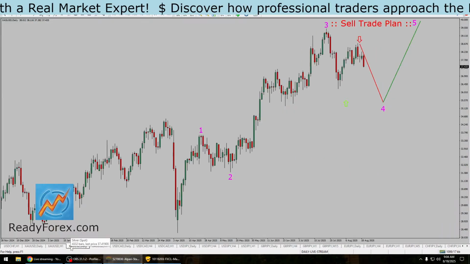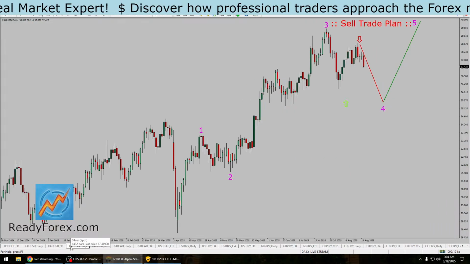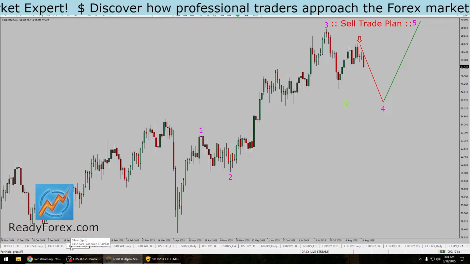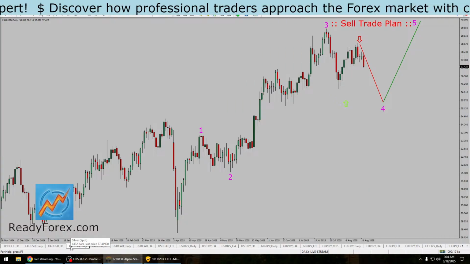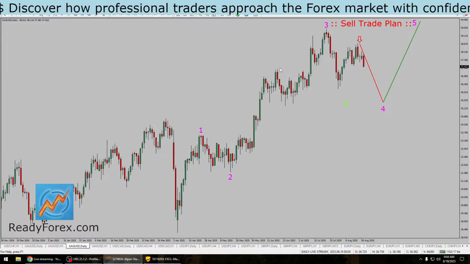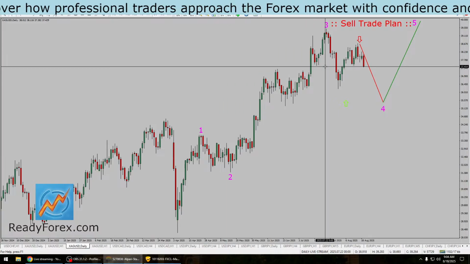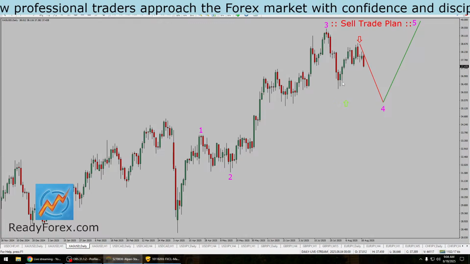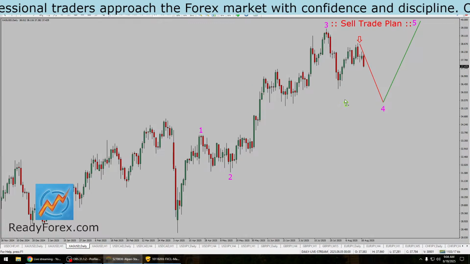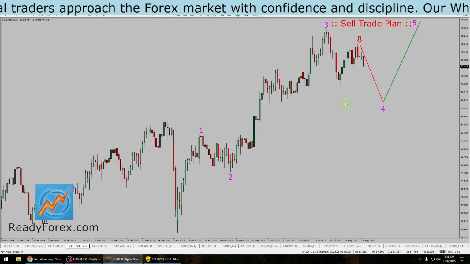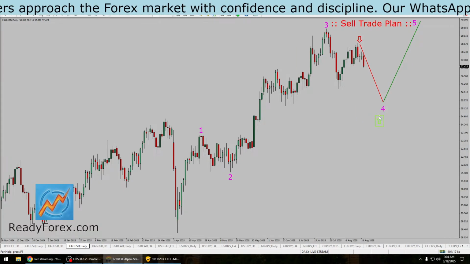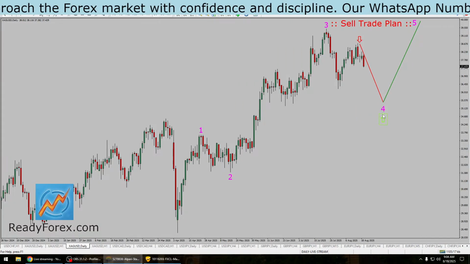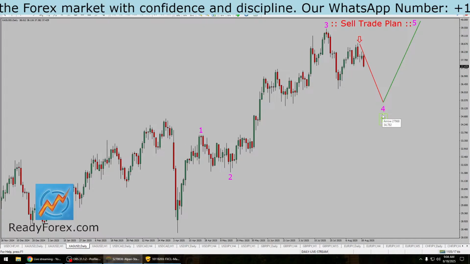Next, let us take a look at spot silver. Silver is also falling down. Okay, nice breakdown over here. So silver, I think this is a sell trade plan which is probably going to work. Then down over here, this buy trade plan in spot silver.